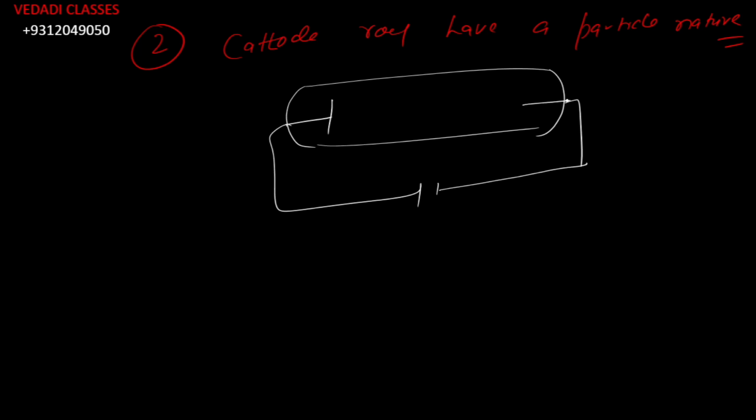Now the cathode is moving towards the anode. Okay, now what do you take? We just take a metal wheel. So this is a metal wheel.